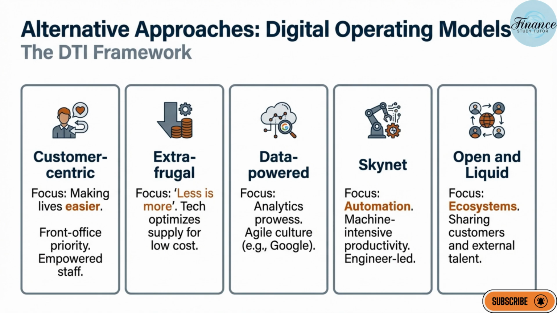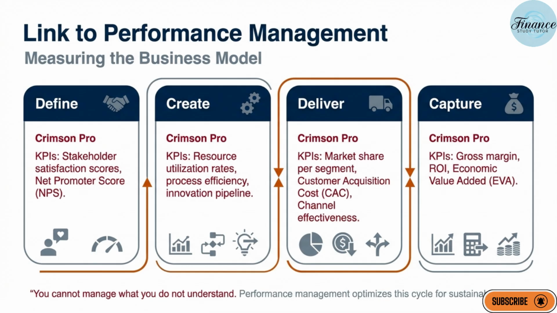And that brings us right back to the so what of this whole deep dive. Connect the dots for us. The business model to the KPIs. If you don't know which part of the model you're testing, your KPIs are useless. If your model is extra frugal, your KPIs have to focus on cost per unit, efficiency ratios, turnaround time. You're measuring the create and capture efficiency. Yes. But if your model is data-powered, you don't care as much about cost per unit. No. You care about user engagement, data accuracy, algorithm effectiveness. You're measuring deliver and define effectiveness.